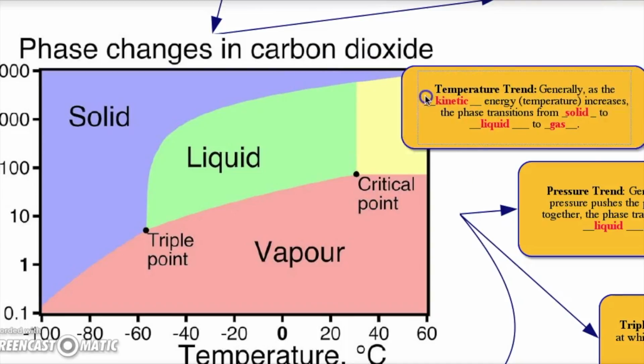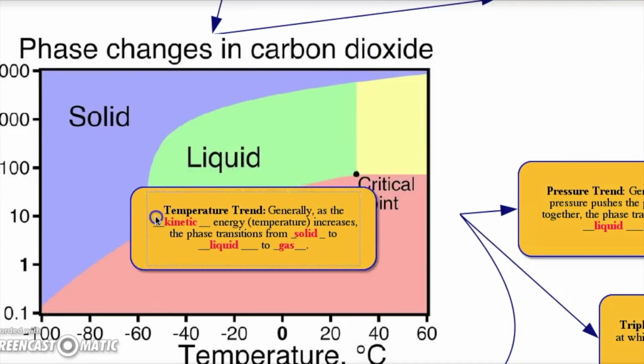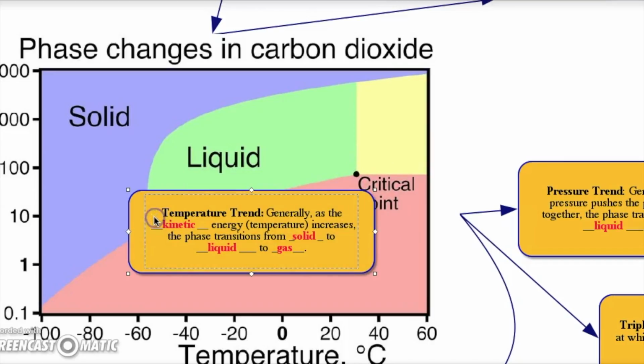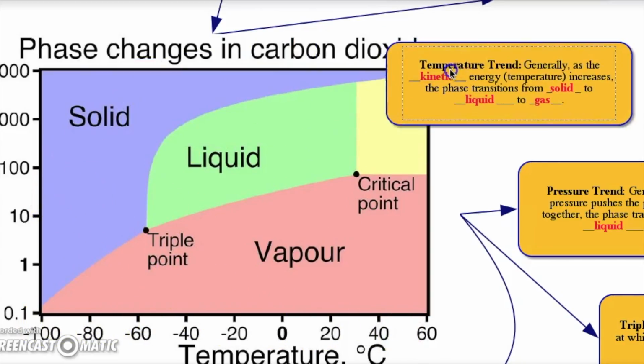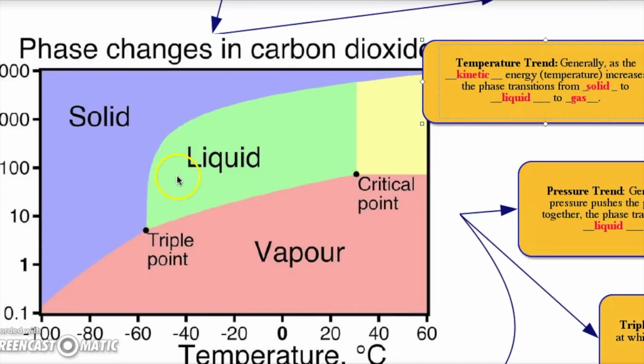Now the trends, our temperature trend, generally as the temperature or as the kinetic energy increases, our phases will transition from solid to liquid to gas. And you see that here. As temperature increases, our solid is mostly here on the lower temperature side, and then we get into liquid at warmer temperatures, and then finally we have gas over here at the higher temperatures. So as temperature increases, we go from solid to liquid to gas. As temperature decreases, we would go from gas to liquid to solid.